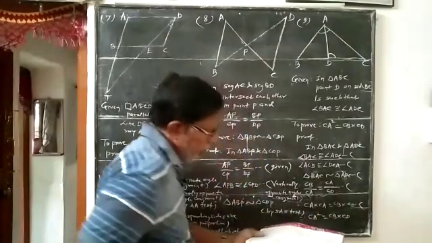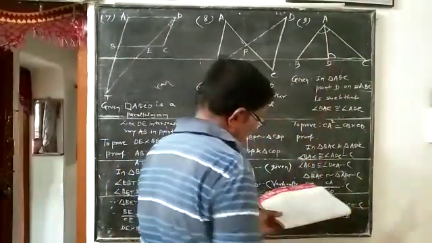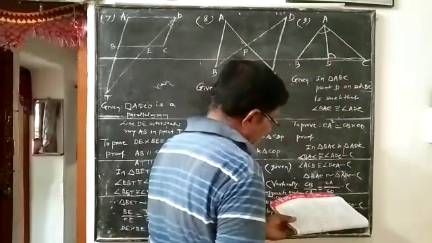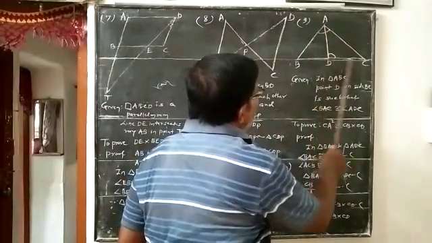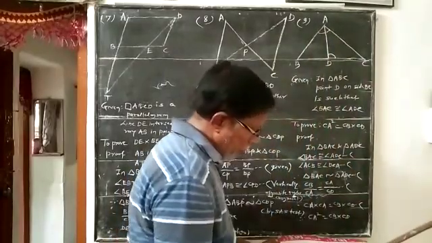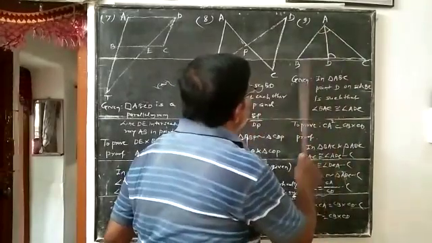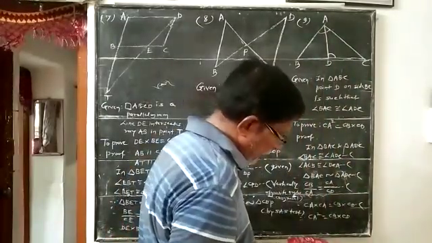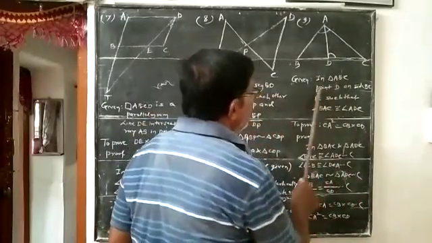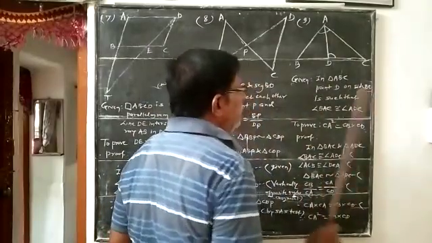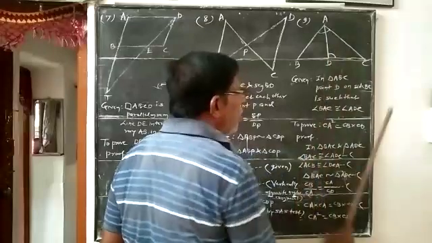Example 9. In triangle ABC, point D is on side BC such that angle BAC is congruent to angle ADC. It's given. You have to show that CA square is equal to CB into CD.